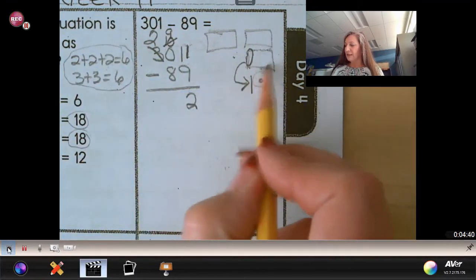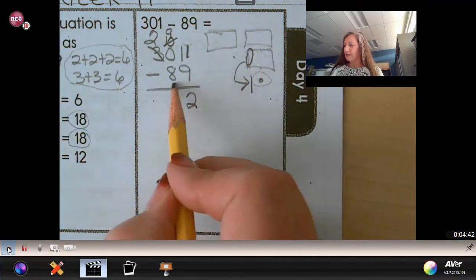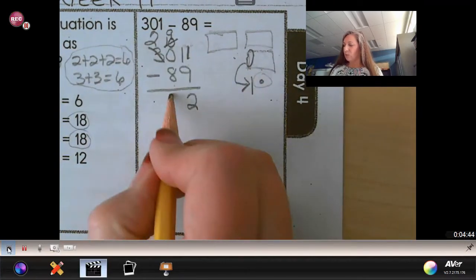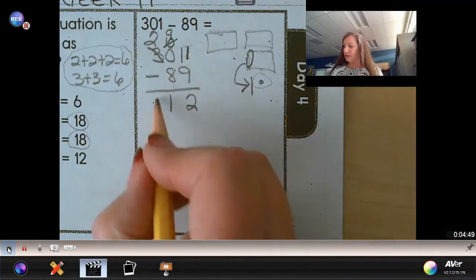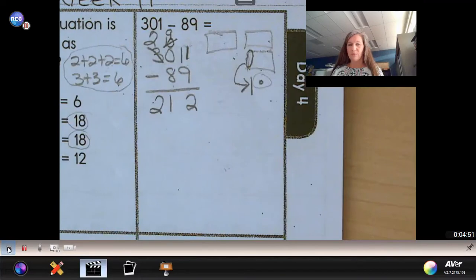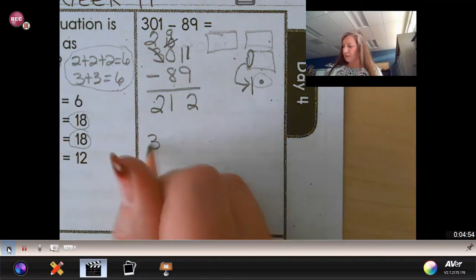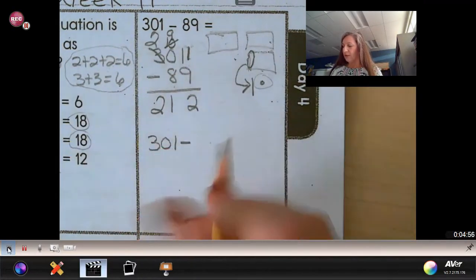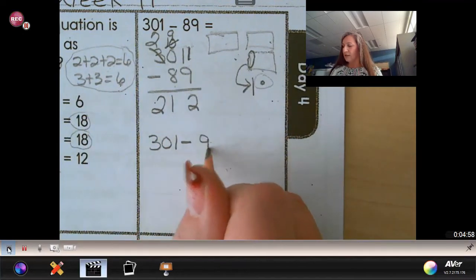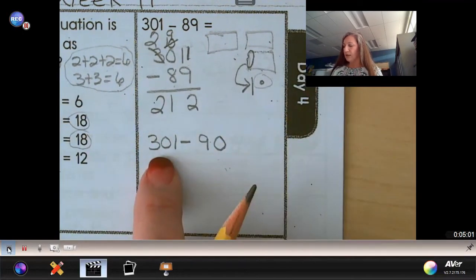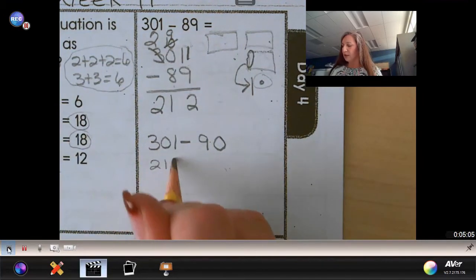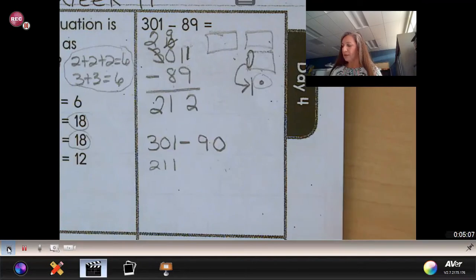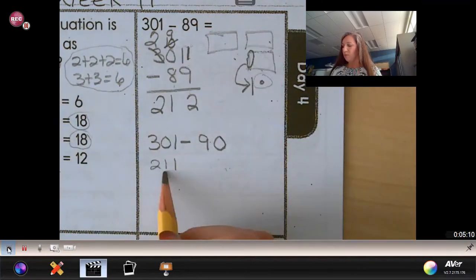I have 90 here left over, minus the 80, so that leaves me with 110 left. And I still have these 200s, so I have 212. Another way to think about this is if I were to take 301 and subtract 90 from here, that would leave me with 211, because 90 and 10 makes my new 100.